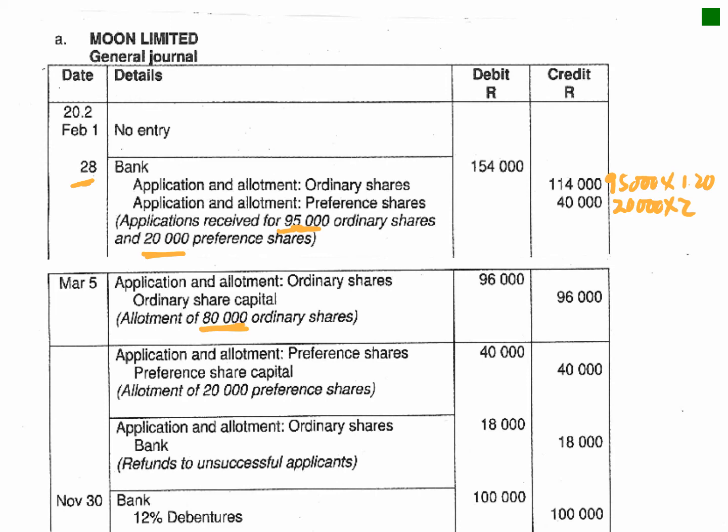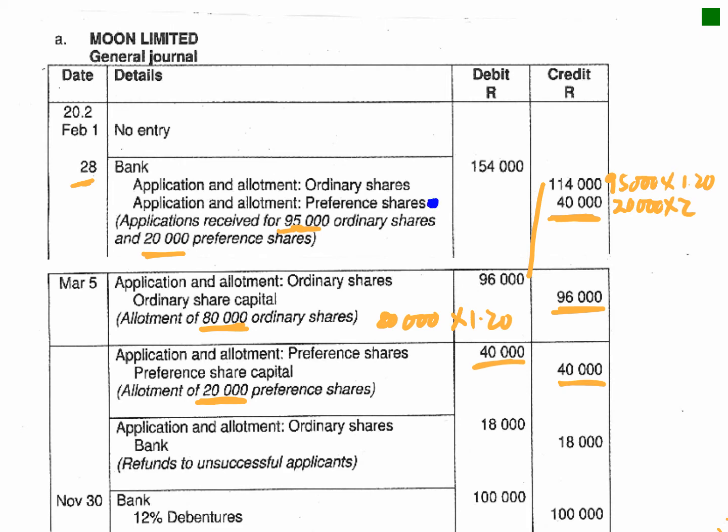They had only offered 80,000 ordinary shares, so they're only allowed to allot 80,000 ordinary shares at a price of R1.20 each. So that means they're going to take 96,000 out of the application and allotment account and allocate it to share capital. The preference share capital, they wanted to issue all of the shares, but they only managed to get applications for 20,000. So the full amount that had been received for preference shares is going to get transferred out of the application and allotment account for preference shares into the preference share capital account.